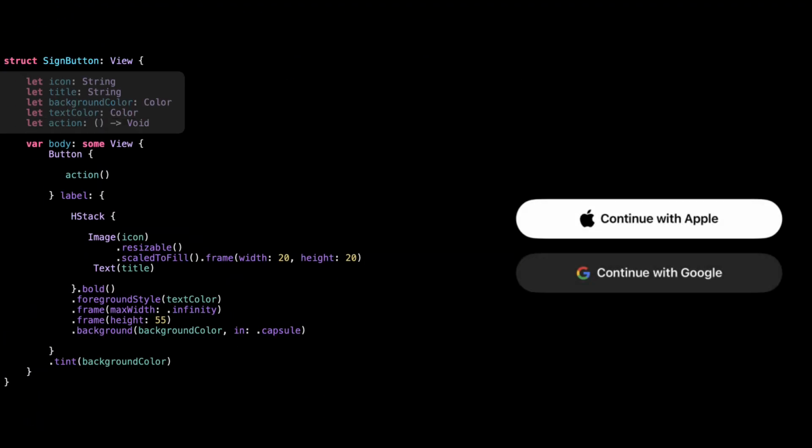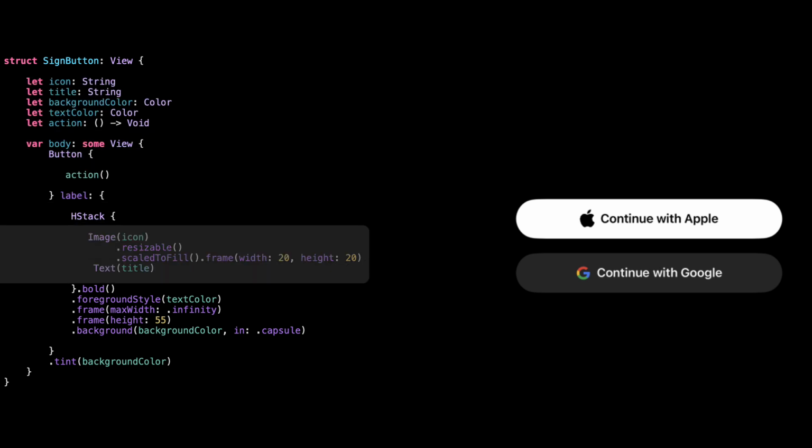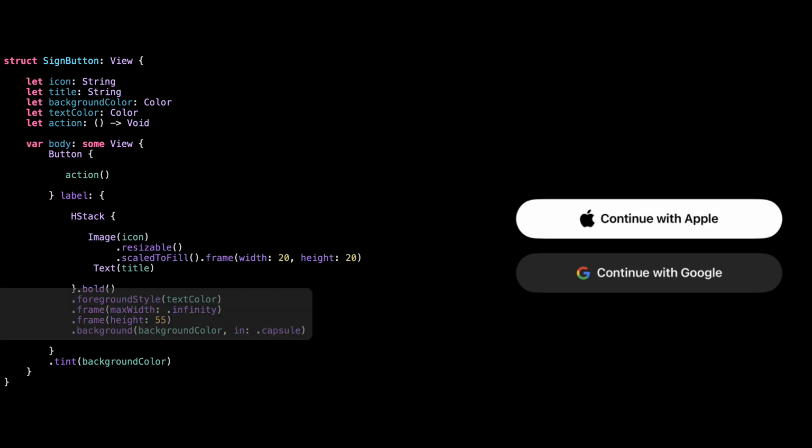Now we'll build a reusable sign-in button. This is a sign button view. You can pass in an icon, a title, background color, text color, and an action that runs when the button is tapped. The button layout uses an H-stack. It places the icon on the left and the text on the right. The entire button is styled with a rounded capsule shape, fixed height, and full width.